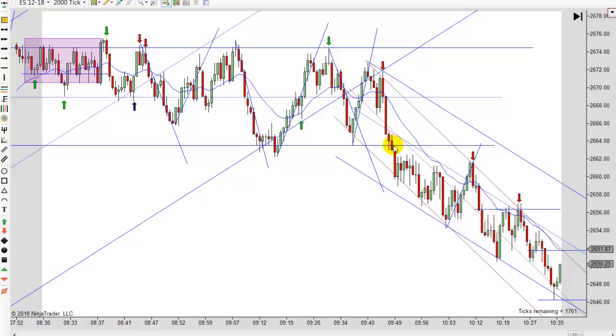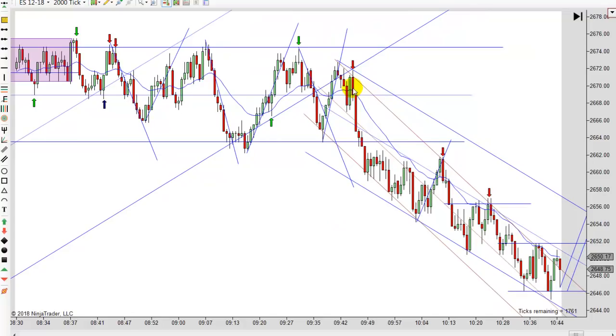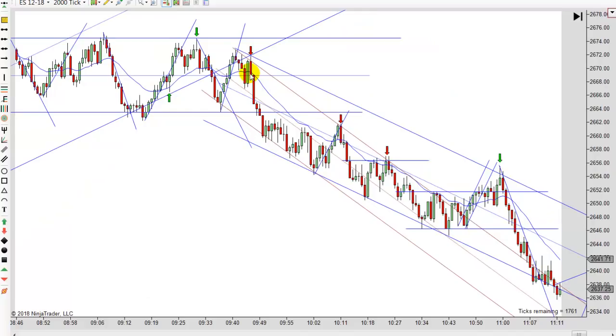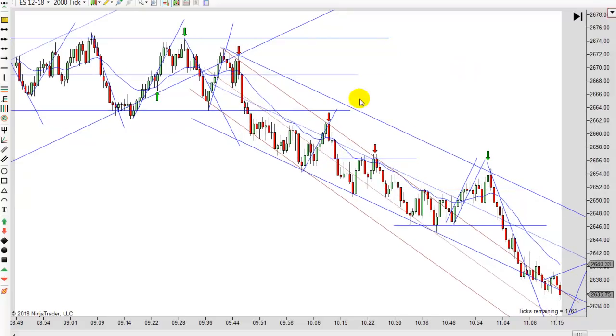Just looking for it to run back down here, but this thing takes off. This would have been a nice runner here, and it's a definite failed second entry long. And look at it coming down. This was the second entry long, but this is your signal bar, very bearish. And so you can't go long there, in case anybody asks about that one.